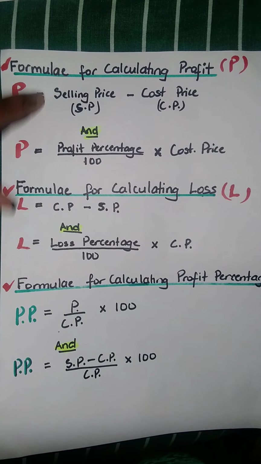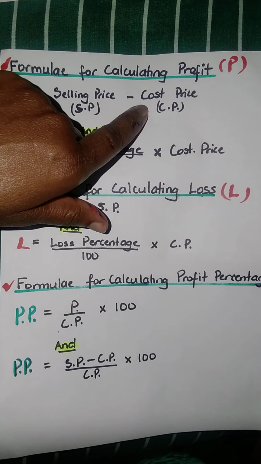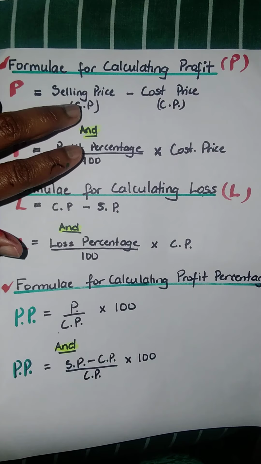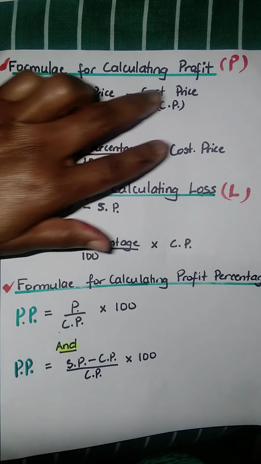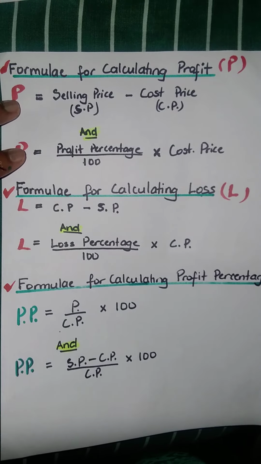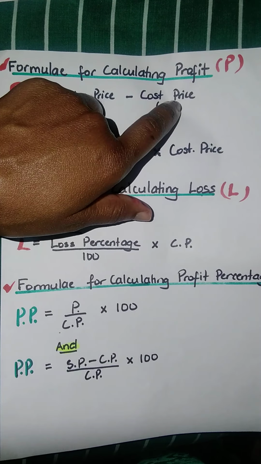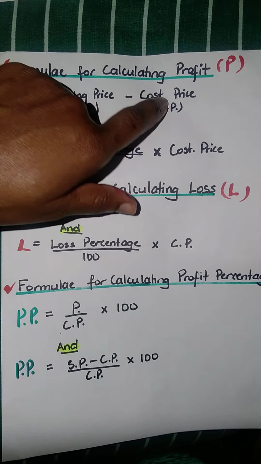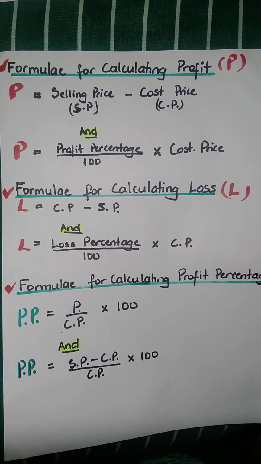Notice we have the equal sign to separate them to show us that, hey, this is what we need to do. So what is on the right hand side represents the steps that we need to follow in order to calculate P. So if we have selling price and cost price, then we just go ahead and subtract the cost price from the selling price. But there is another formula as well.